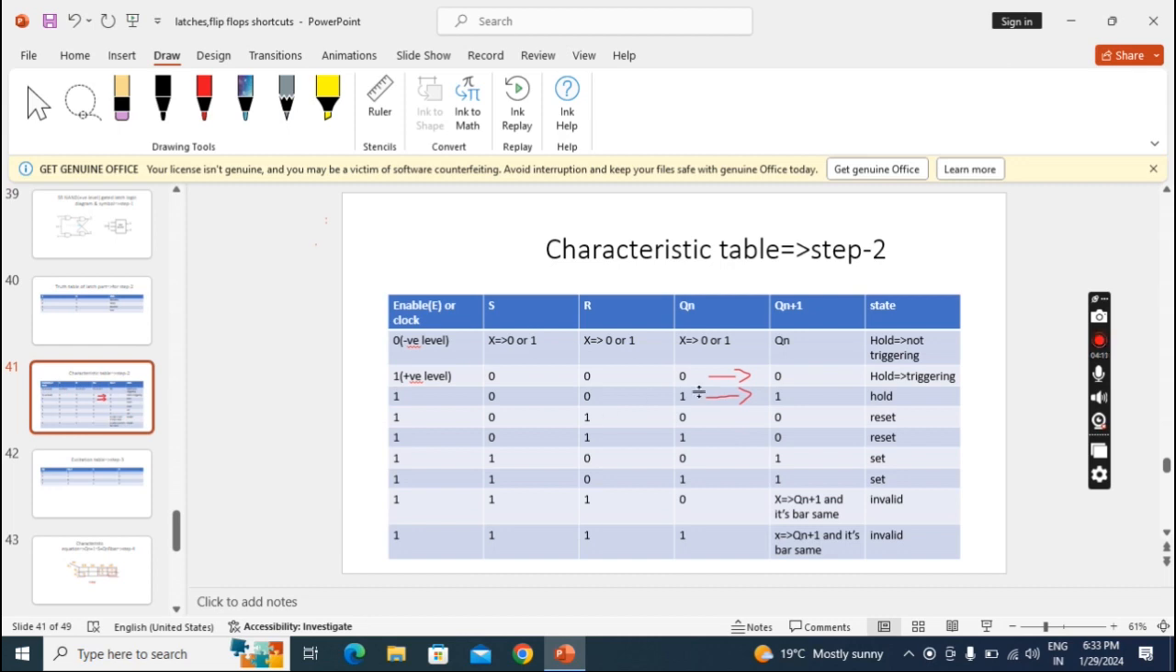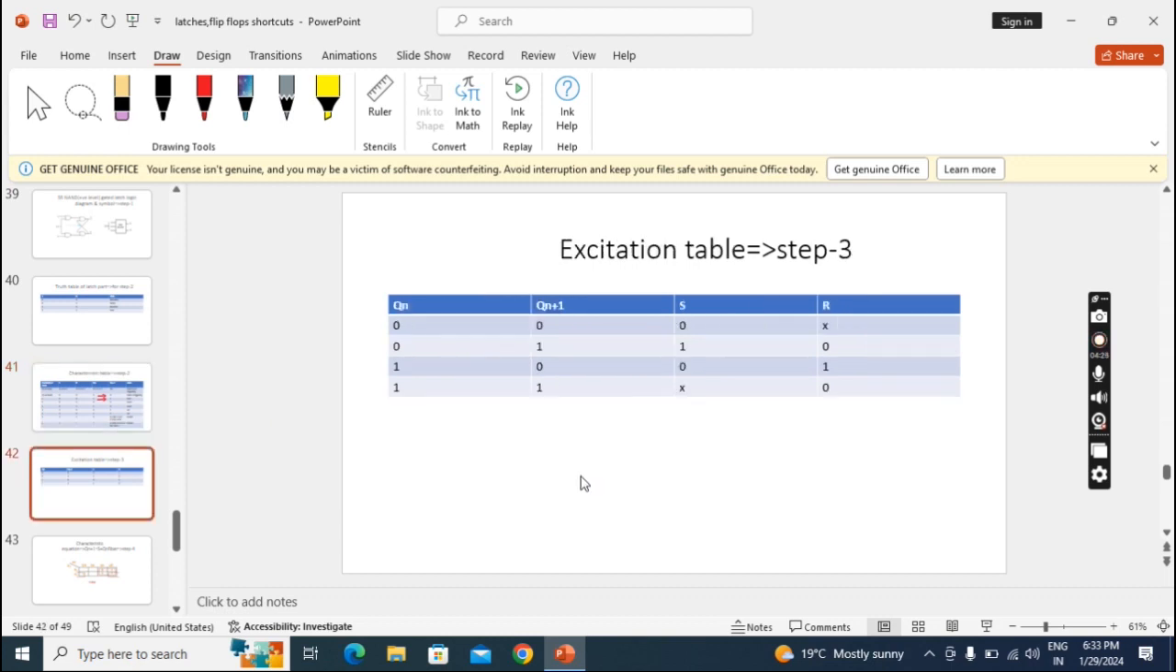Now we'll see for n to n plus 1, 1 1. It will be at two places, so here at one place and here at one place. Here what we are getting, S value 0 and here we are getting 1. So yes we are getting different, but R we are getting the same, which is 0. But S is different, so we write X. So like that we have to write the excitation table.